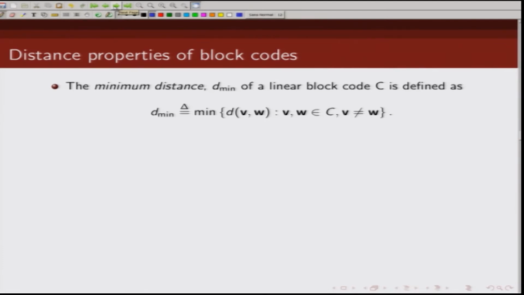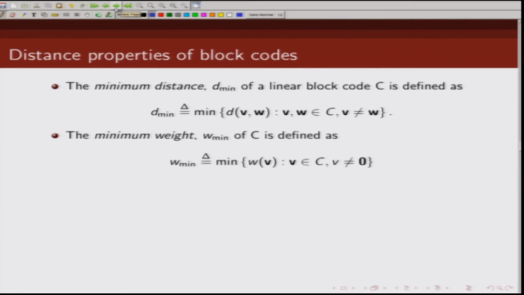Now, let us define what we mean by minimum distance of a linear block code. It is the minimum Hamming distance between any two code words. So, we define minimum distance of a linear block code C as the minimum Hamming distance between V and W, where V and W are code words and V is obviously not equal to W. Now, this can be written in another way, we will come to that.